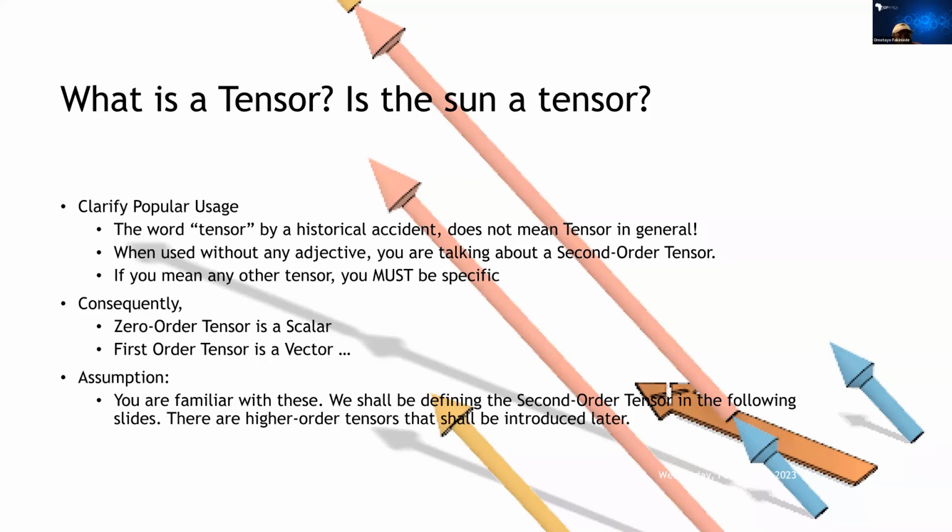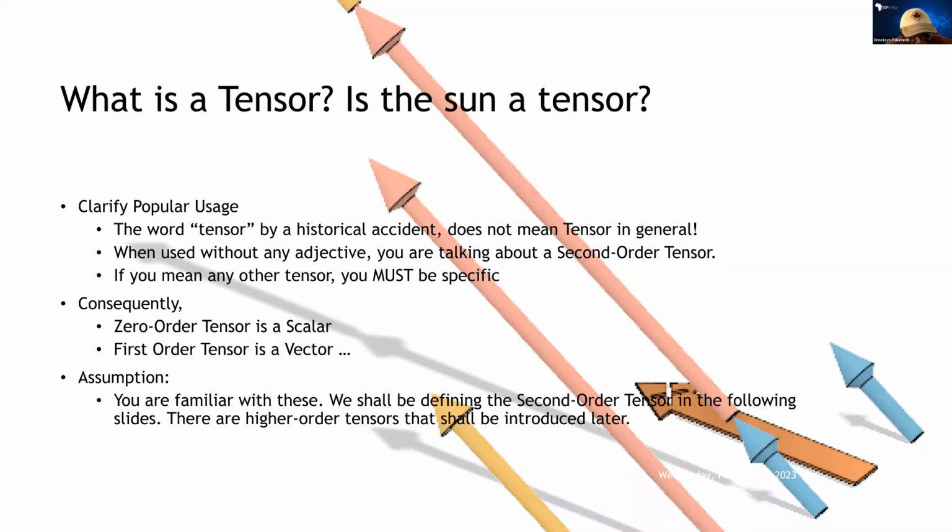Okay, let us clarify popular usage. The word tensor, by a historical accident, does not mean tensor in general. Whenever we use that word without any adjective, we are talking about a second order tensor. If I just say tensor and I don't say anything else, I am referring to a second order tensor. If I want to talk about any other type of tensor, I will tell you the order of the tensor. So if I don't mention the order of a tensor, I am talking about a second order tensor. If you mean any other tensor, you must be specific.